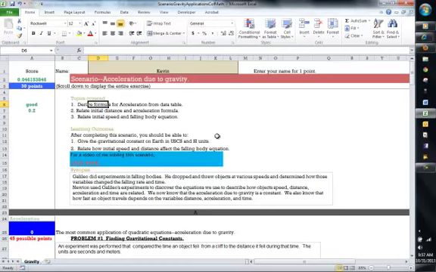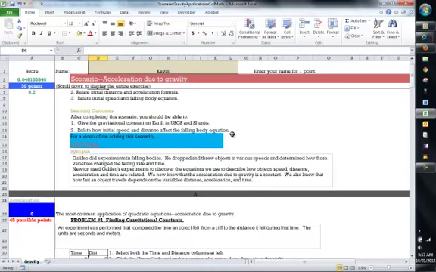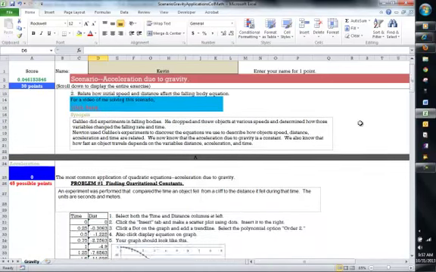After this scenario, you will be able to give the gravitational constant on Earth for USCS and SI units and relate how initial speed and distance affect a falling body. You can watch the video here.